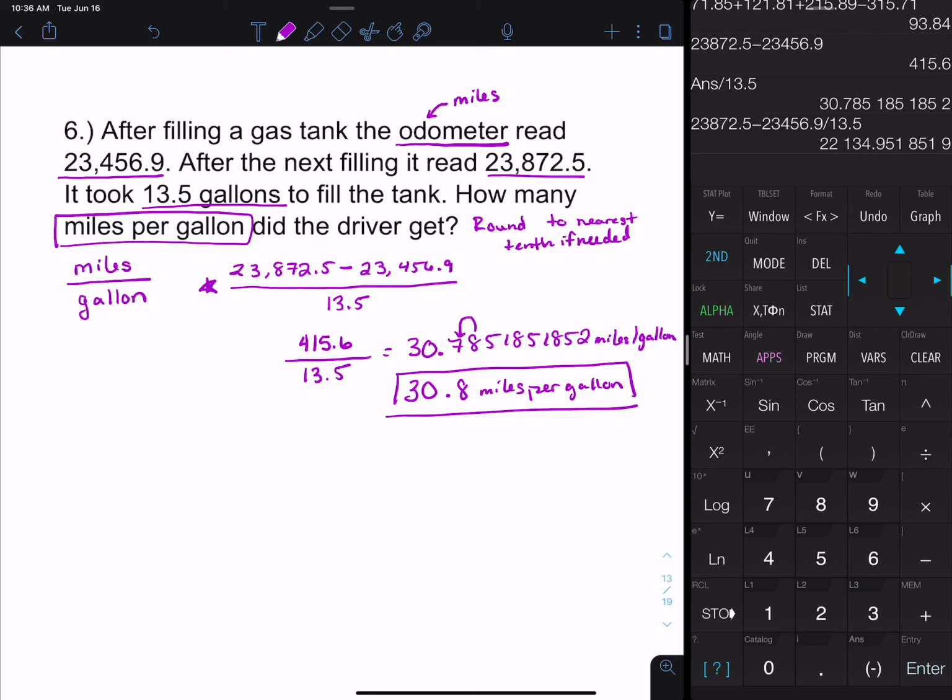So I recommend that you either do it in 2 steps like we did originally, or if you want to do it in 1 step, you can use parentheses. So if you put the parentheses around the subtraction, you're telling your calculator to do the subtraction first, and then we can divide it by that 13.5 and get the same answer.